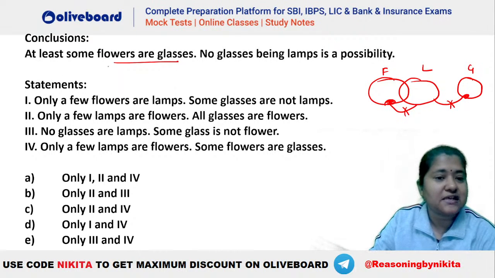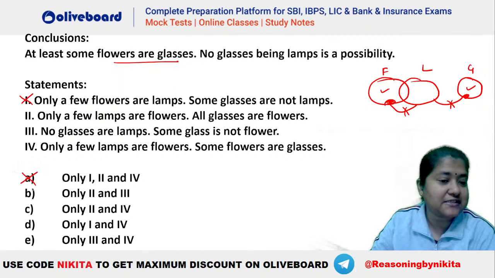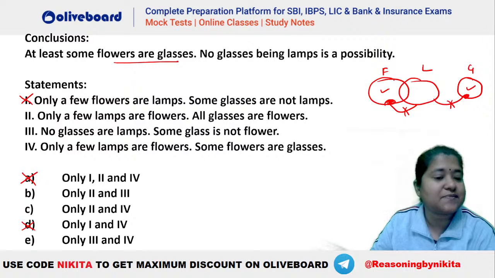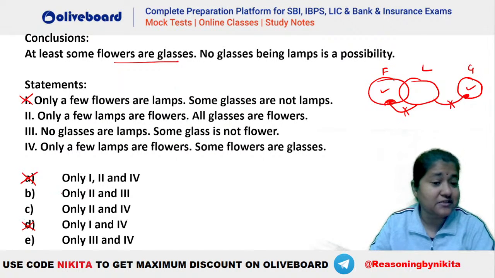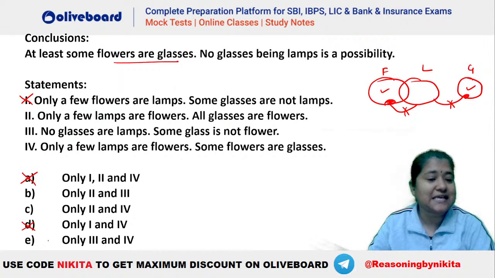Okay. Now here some flowers are glasses. You can see flowers and glasses are independent. So this is not the right answer. If this is not the right answer, that means A cannot be the right answer. Similarly, D cannot be the right answer. So now we are left with B, C and E.